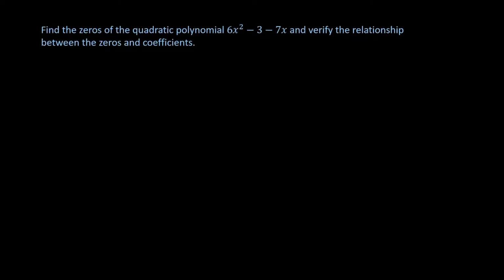Now this equation looks a little bit weird, right? Whenever you write an equation, in this case a polynomial, it should always be in decreasing degree order. So let's put it in that order: 6x squared minus 7x comes next and minus 3 comes next.